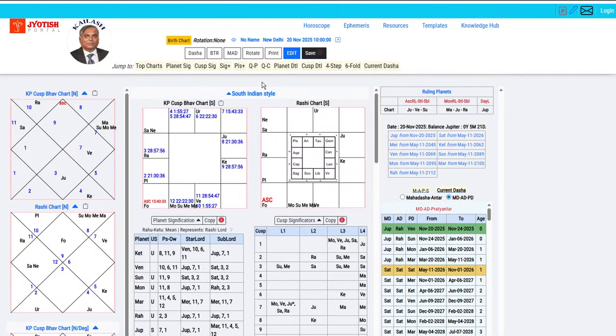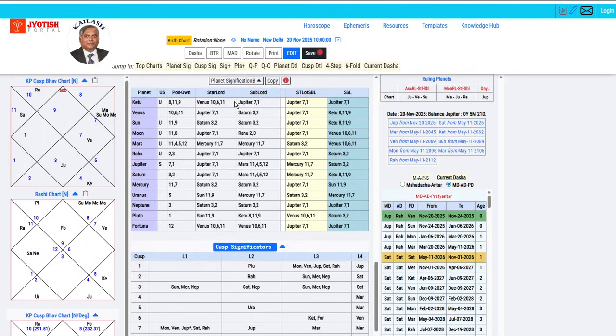So let's go to our planet signification plus and make a copy of it. Now you can just double click on any table. That way it's going to copy the table to your clipboard. So we are going to just double click on this and make a copy. It gives you a message whether the table has been copied or not. So what we did was we double clicked on this planet signification plus table that has both the columns, but right now we'll just focus on the sub-sub column.